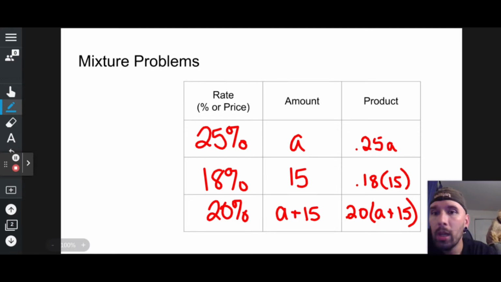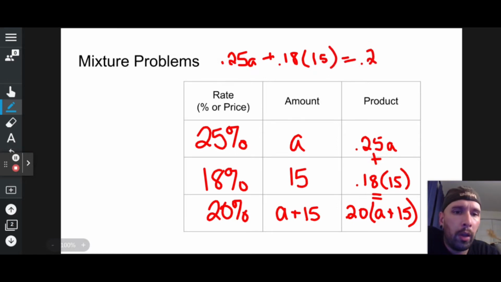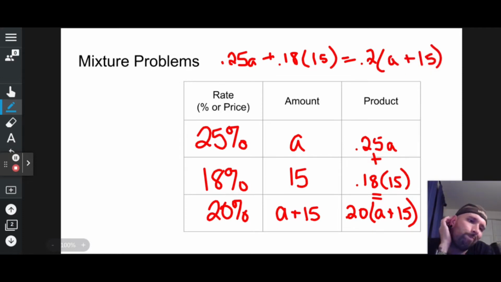What you do is take this product, add to that product, and equal that product. So the equation that we give ourselves is 0.25A, and I'll use x from here on out, plus 0.18 times 15 equals 0.2 times (A plus 15), and then we just solve a really terrible looking problem.